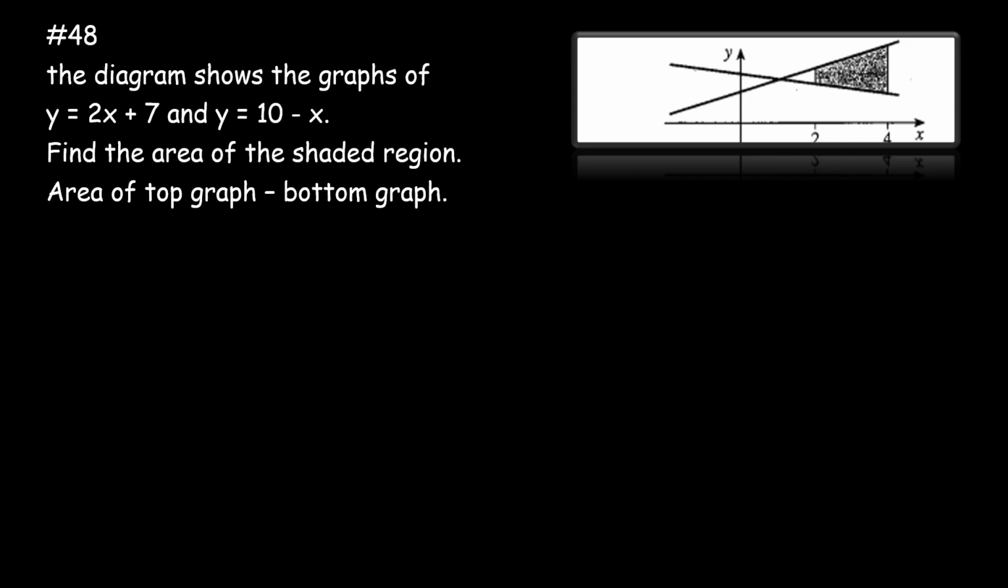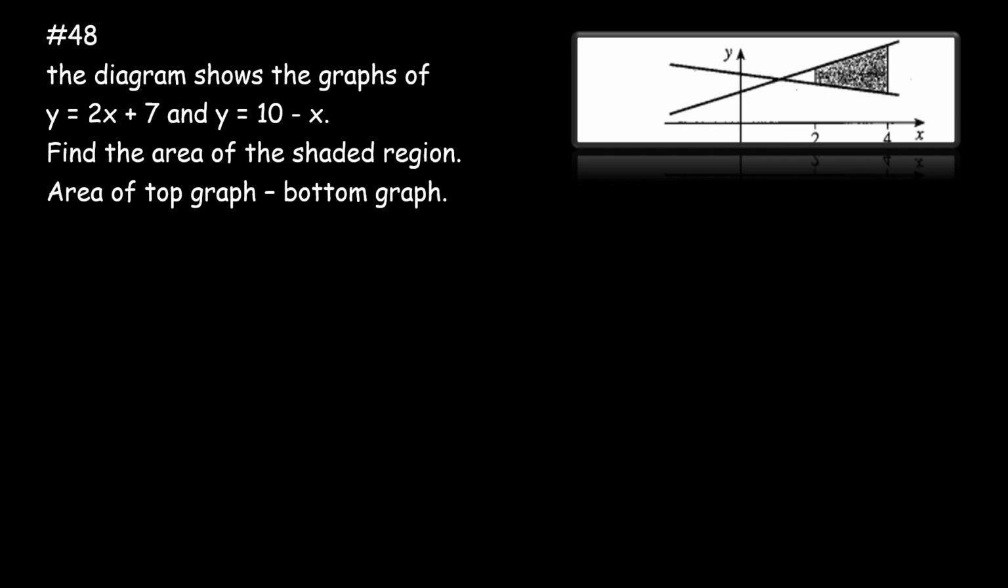Question 48. The diagram shows the graphs of y equal to 2x plus 7 and y equal to 10 minus x. Find the area of the shaded region. So here we have two straight lines. We need to take the area of the top graph minus the area of the bottom graph. So we need to determine which is which. So the top graph has a positive gradient, right? So if we look at the two equations given to us, y equal to 2x plus 7 is the one with the positive gradient, and the negative gradient is the one with 10 minus x.